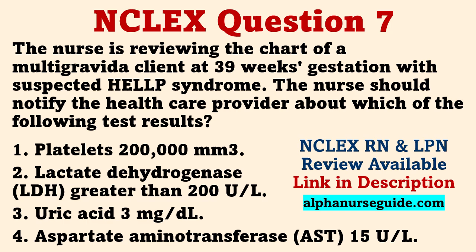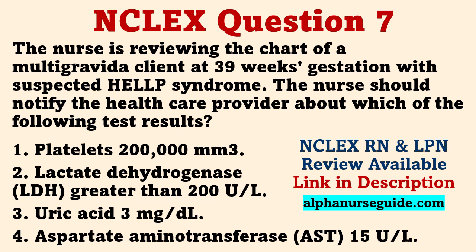The nurse is reviewing the chart of a multigravida client at 39 weeks gestation with suspected HELP syndrome. The nurse should notify the healthcare provider about which of the following test results? 1. Platelets 200,000. 2. Lactate dehydrogenase greater than 200 units per liter. 3. Uric acid 3 milligrams per deciliter. 4. Aspartate aminotransferase 15 units per liter.